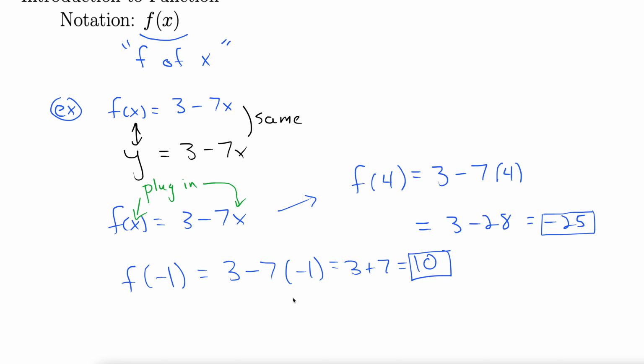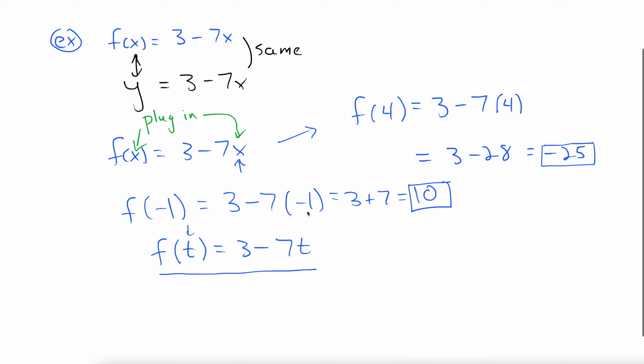Okay, so, and it doesn't even have to be a number. We do f of t. Okay, so this is telling us every time we see an x in the function, we're going to replace it with t. So this is 3 minus 7t. Okay, that's good.